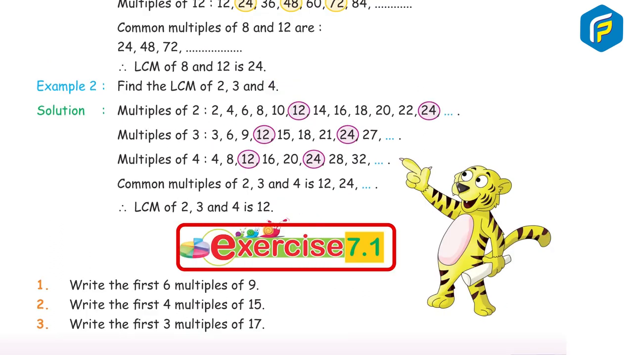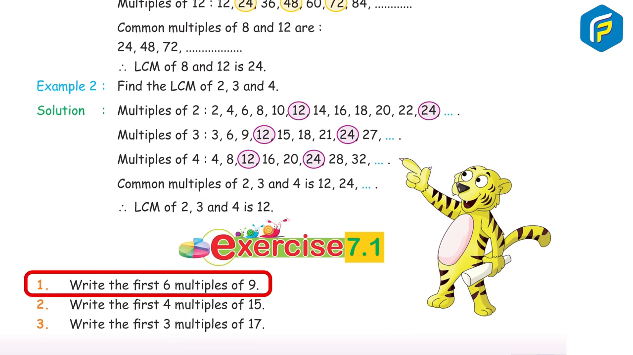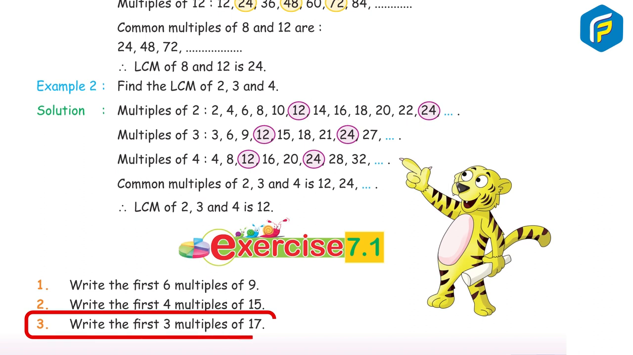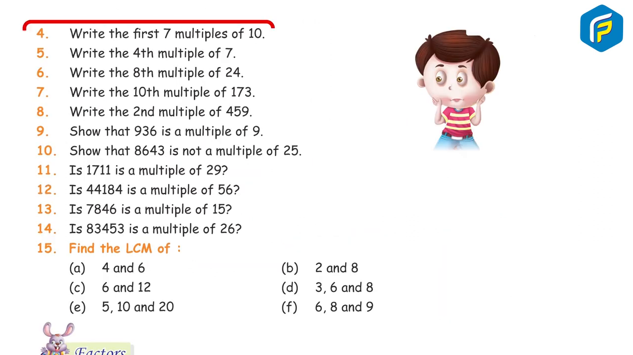Exercise 7.1. Question 1. Write the first 6 multiples of 9. 9, 18, 27, 36, 45, 54. Question 2. Write the first 4 multiples of 15. 15, 30, 45, 60. Question 3. Write the first 3 multiples of 17. 17, 34, 45, 60. Question 4. Write the first 7 multiples of 10. 10, 20, 30, 40, 50, 60, 70.